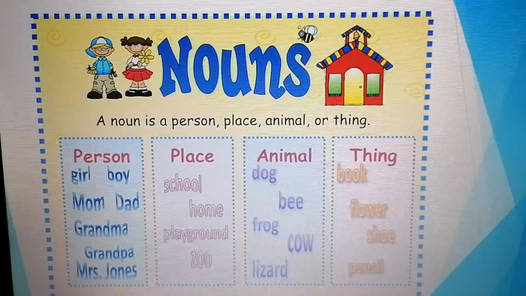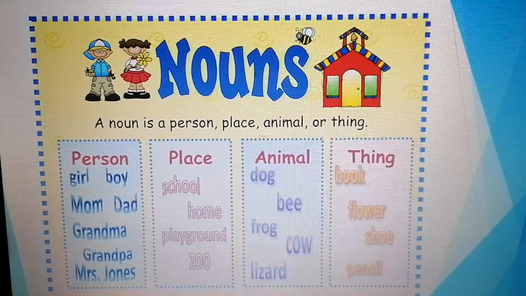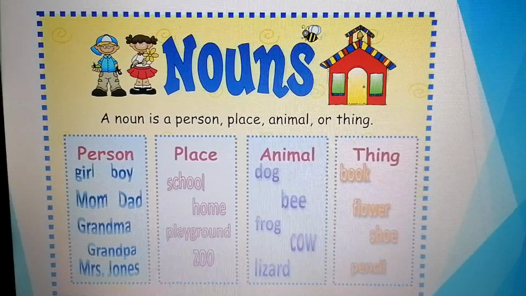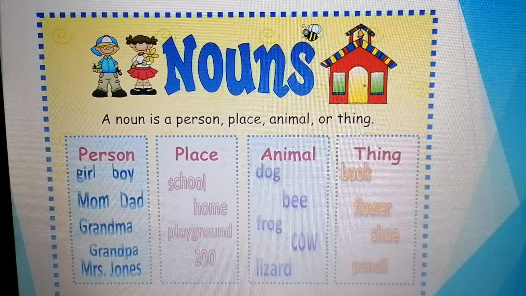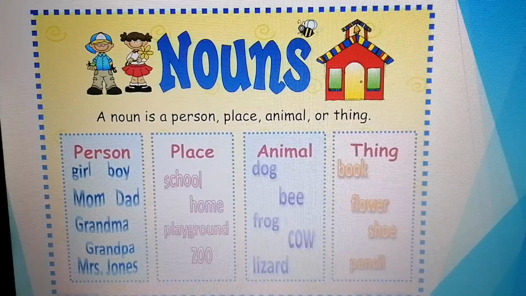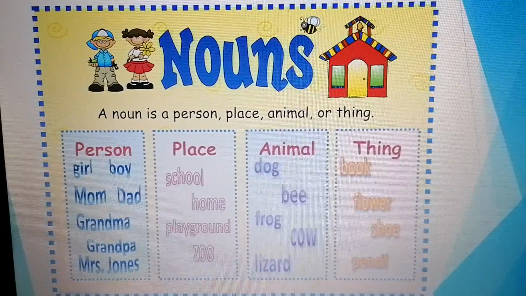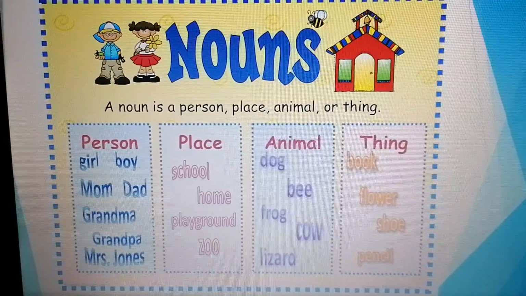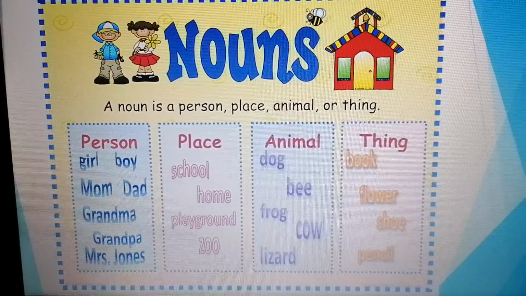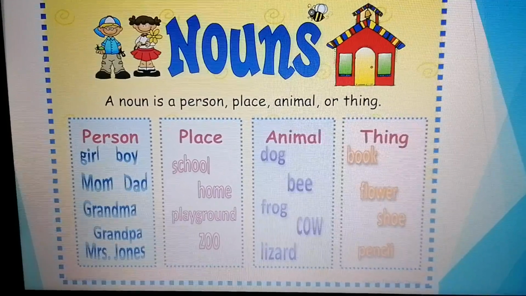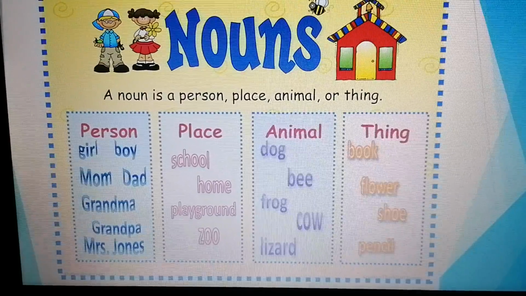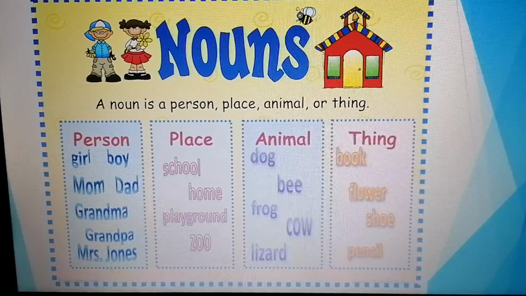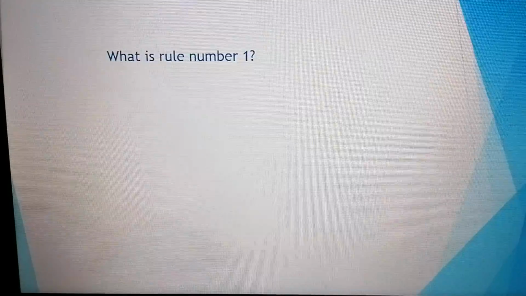Today we are going to learn more about nouns. But first, let's remember together what is a noun. A noun is a person, a place, animal, or thing. A person like girl or boy, a place like school or home, an animal like dog or bee, and a thing like book or flower.